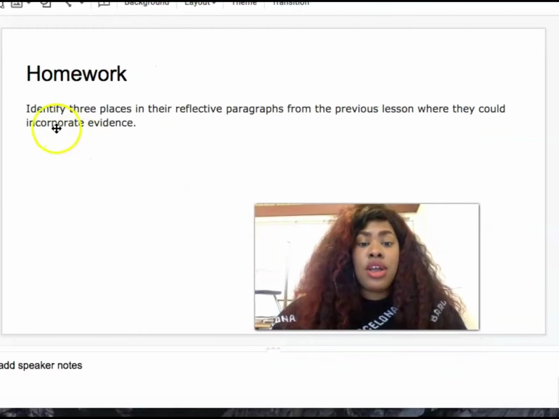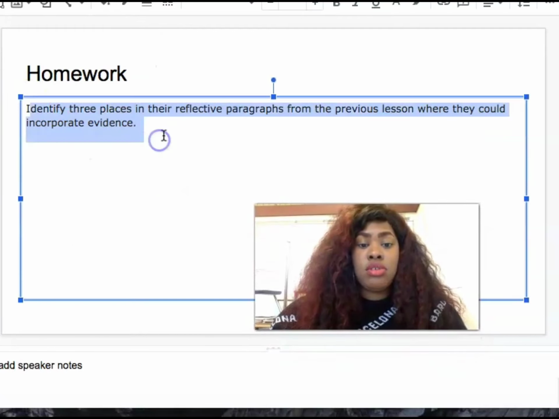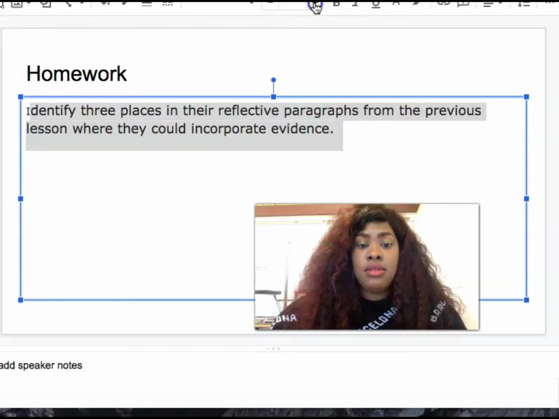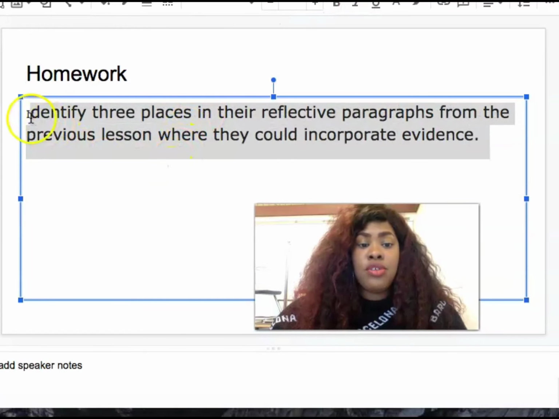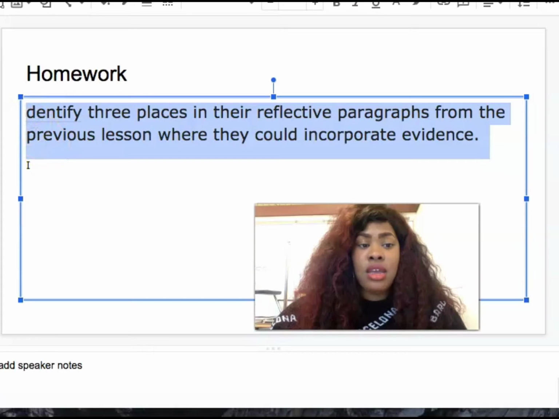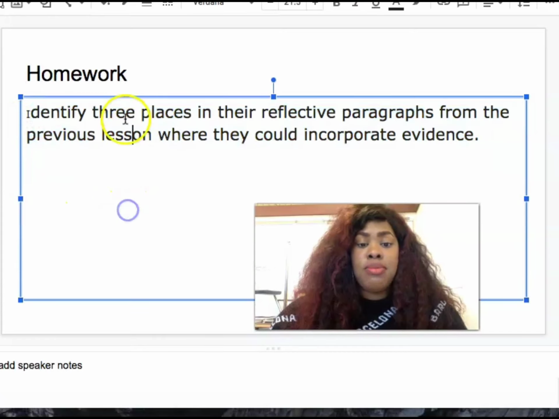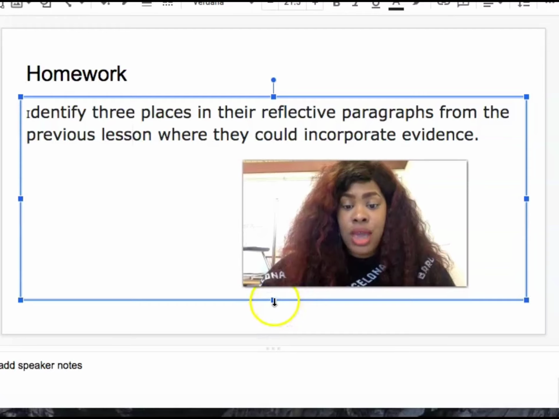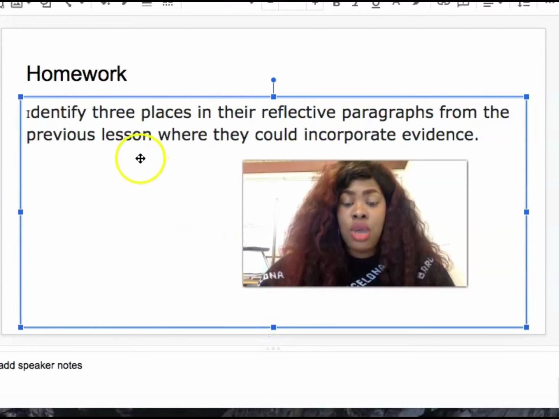For tonight's homework, I want you to identify three places in your reflective paragraph from the previous lesson where you could incorporate textual evidence. Where could you add textual evidence into your reflective paragraphs to make them better?